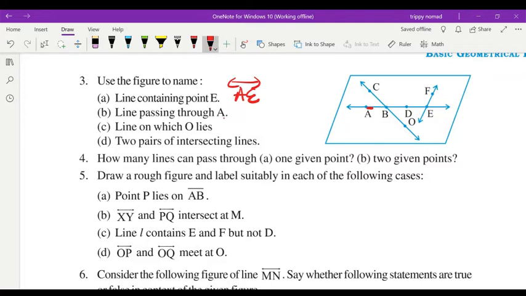This one, BD, or you can write BE. Either BD, BD also can be written as a line. So you will write here BD, line passing through point B, D, B, E, anyone. Line on which O lies. What is that? On which line does O lie? This point O. Here O lies, this one.